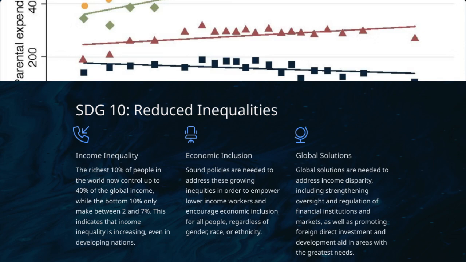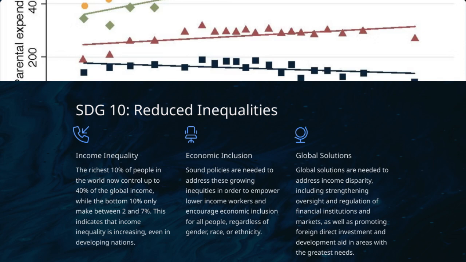When we talk about economic inclusion, it's really about implementing sound policies that empower lower-income workers. We want to encourage everyone, regardless of gender, race, or ethnicity, to participate fully in economic life. This is crucial for building a more just and equitable society.